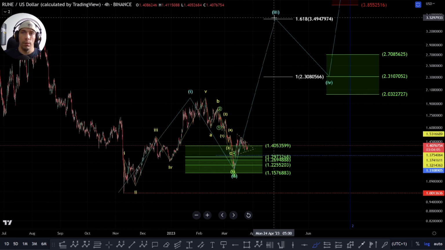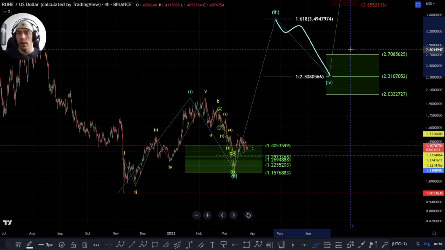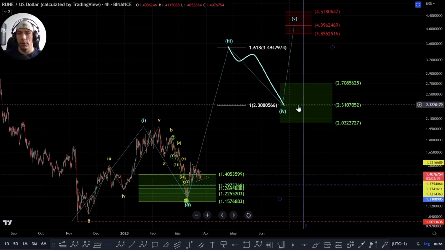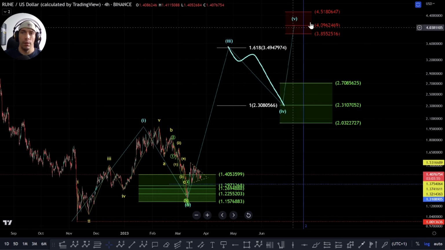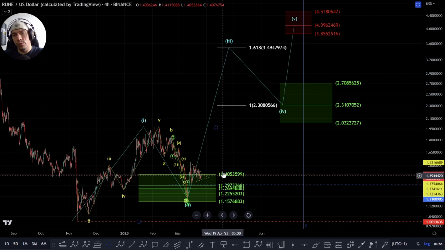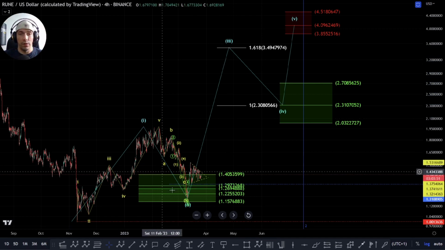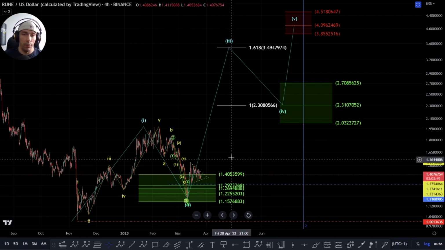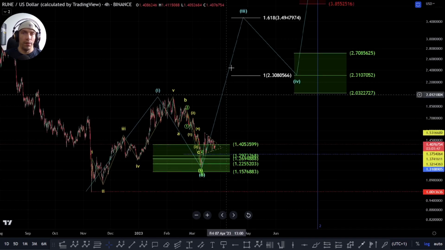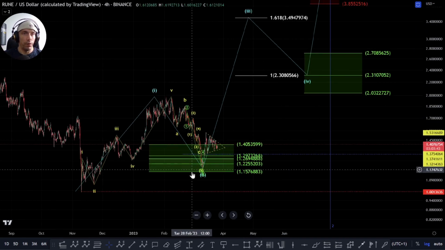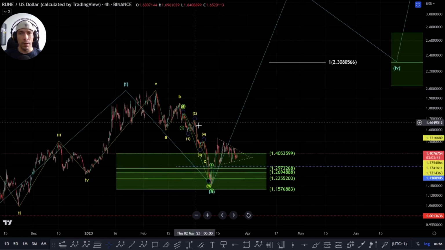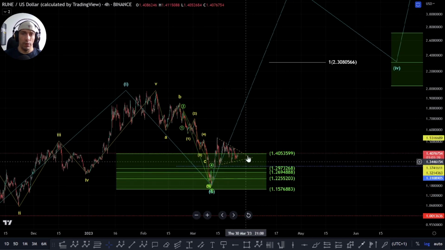Obviously, we need to be aware that if we do move up to this 1618, what we want to see is additional structure for this fourth wave down towards this zone of this 270 to this 203, and then looking for that fifth wave up. So these moves can play out, but we need to discuss some of the internals within this, because there is still that possibility we could look to break down from this point. So we're going to discuss that within the video. But this is what I'm tracking at the moment.